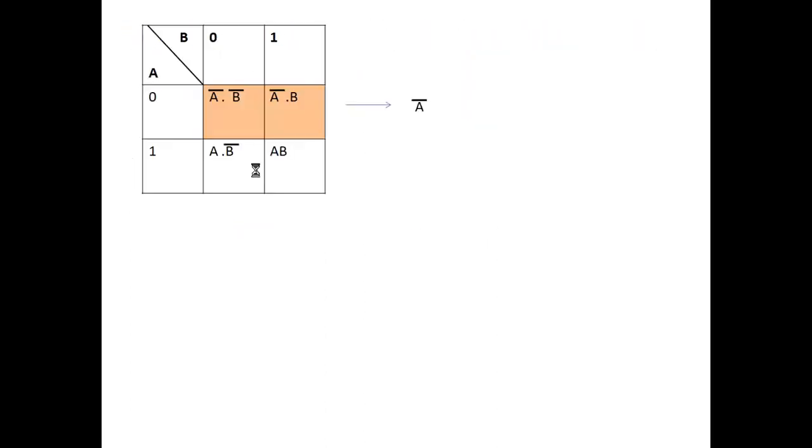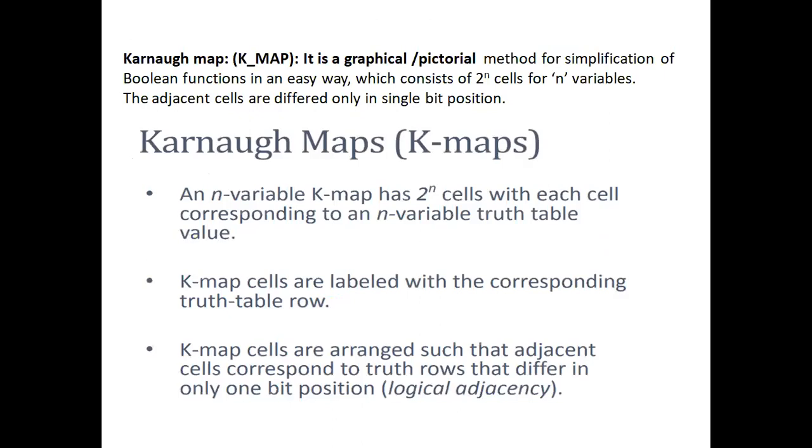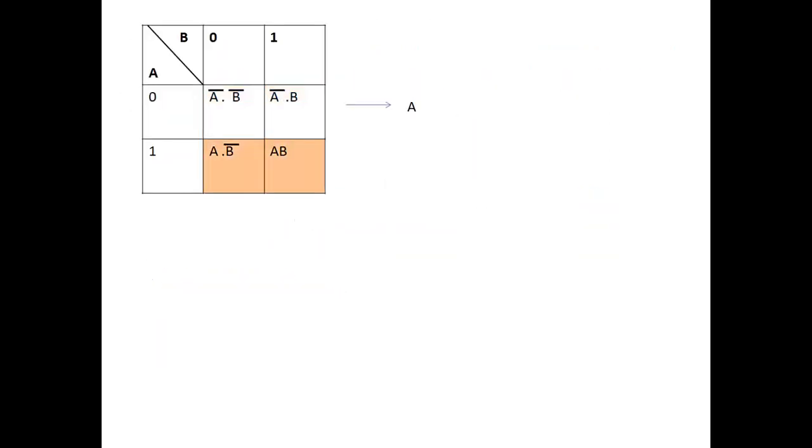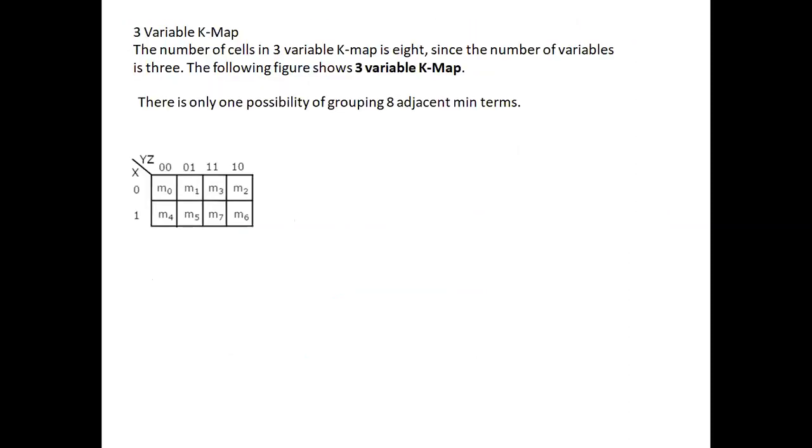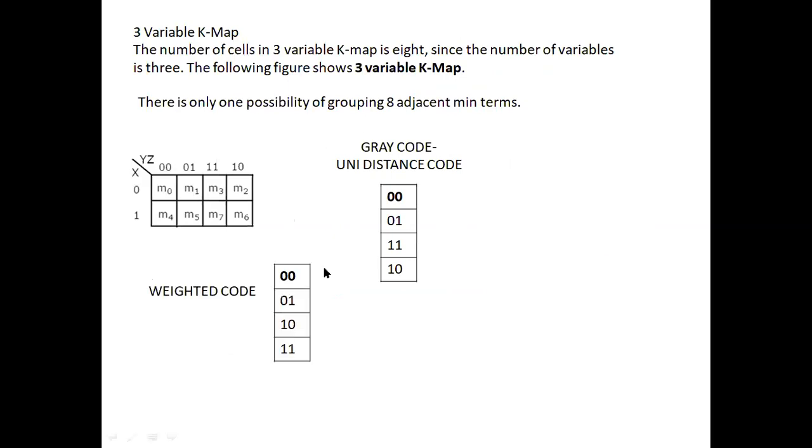If you go to the definition, we can clearly see that the adjacent cells differ only in single bit position. The adjacent cells differ only in single bit position. It does mean that we are using unidistance code. What is the unidistance code that we generally use? Yes, it is gray code. So we use gray code instead of the weighted codes. We know that weighted code gives the values this way: 0 0, 0 1, 1 0, 1 1, namely 0, 1, 2, 3, and so on.